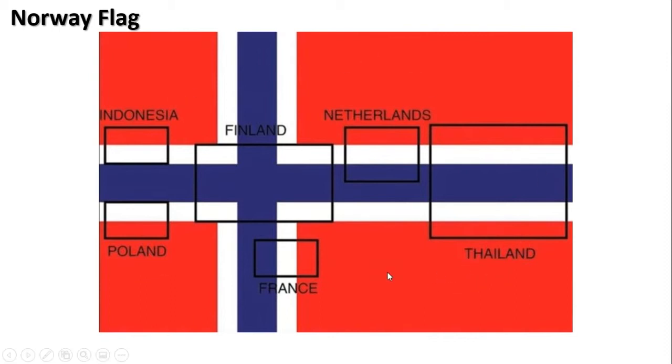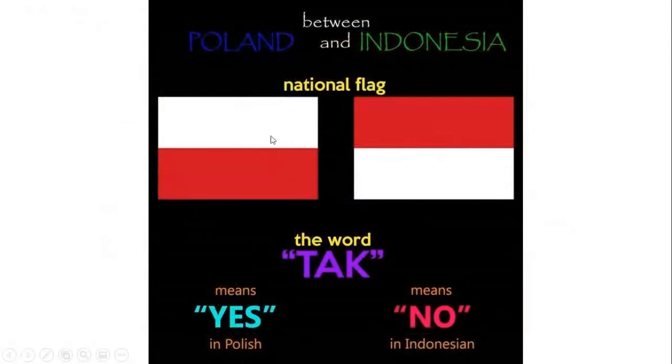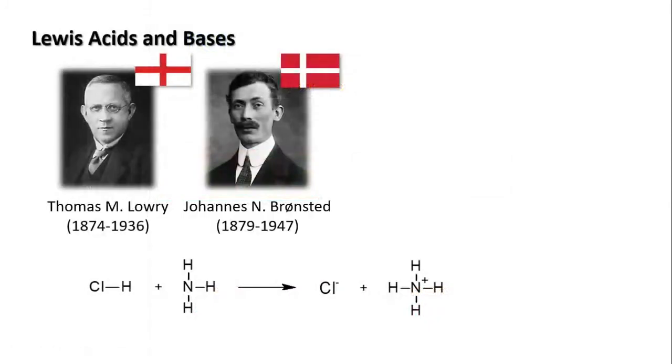And speaking of Indonesia and Poland, it's switched. So we have red and white, and we have white and red for Poland. Oh, take a look here. So Poland, white and red. Indonesia, red and white. And these two countries have the word tak. In Polish, it means yes. In Indonesian, it means no. I don't know if it's a coincidence or not, but that's very interesting. Okay. All right, we go to the last video. Next one. Let's go.